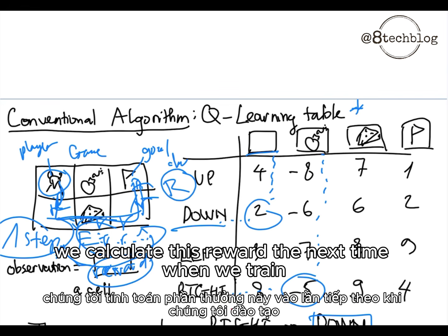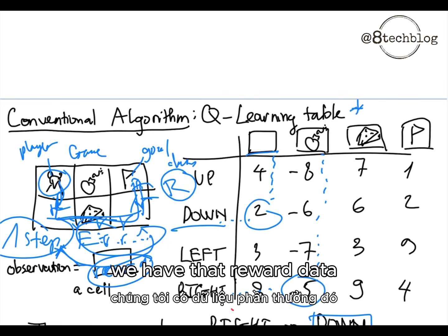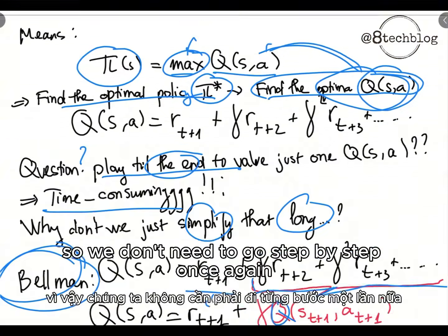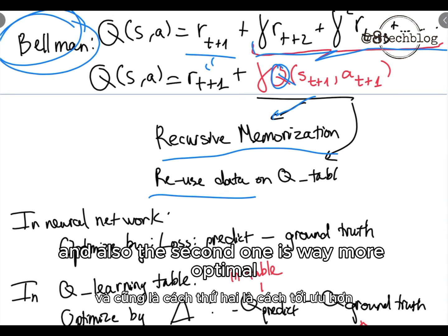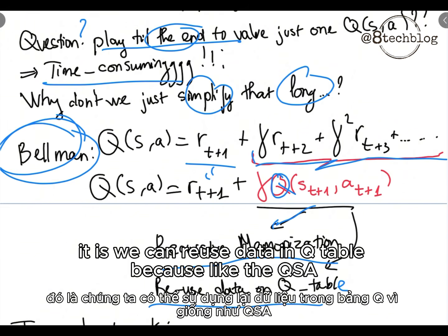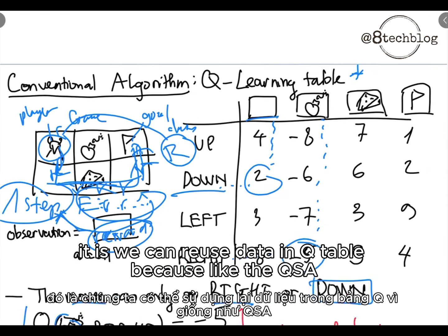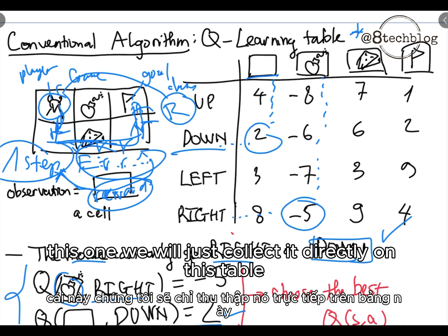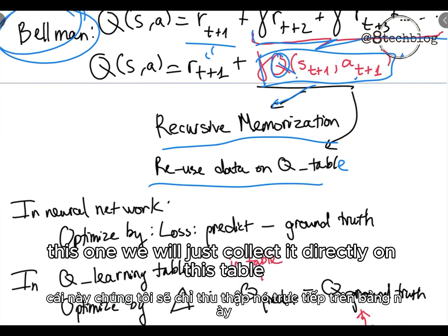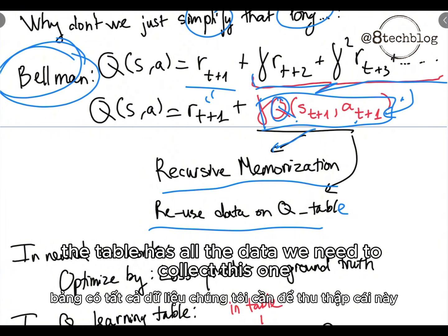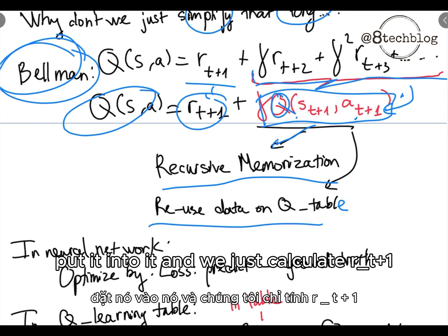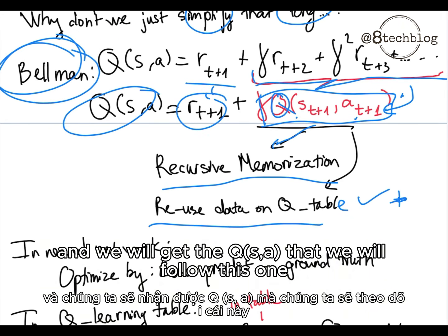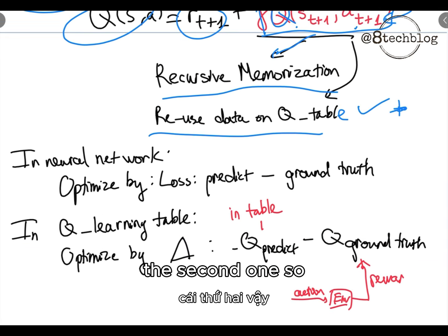The next time we train, we have that reward data, so we don't need to go step by step once again. We'll feed it back to the mouse. And also, the second one is way more optimal. We can reuse data in the Q table, because the Q(S,A) we will just collect directly on this table, right? The table has all the data. We need to collect this one, put it into it, and we just calculate R(t+1) and we will get the Q(S,A). That we will follow, the second one.